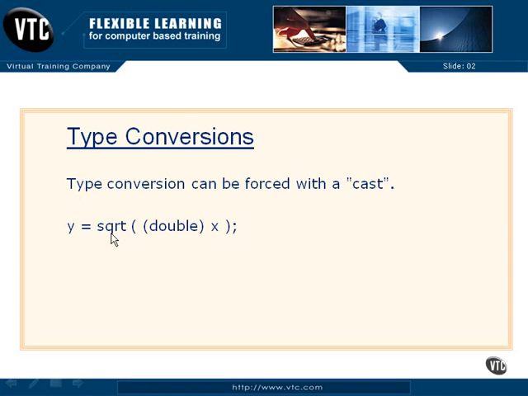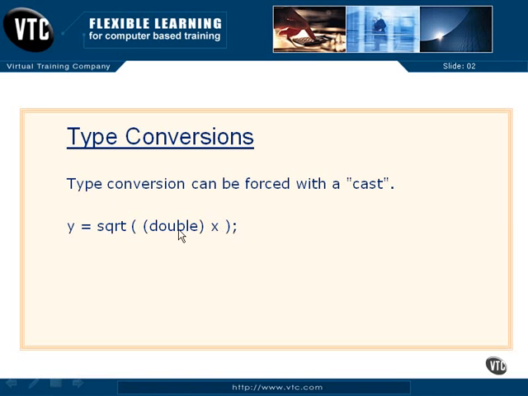Well, now square root wants to have a double coming in. And what we are doing here is inside these parens, we use the word double, and that is a cast. That is a type cast. So we are casting x to be a double before it ever goes into the square root. Now, x itself is still up here in memory. It is not changed because what we are really doing is passing the value of x, whatever it happens to be at the moment, into this function.